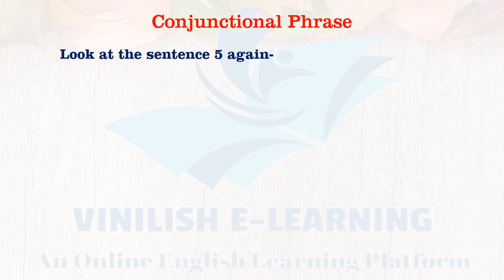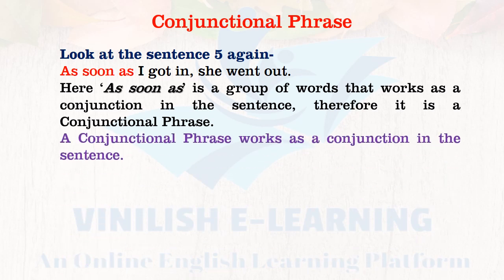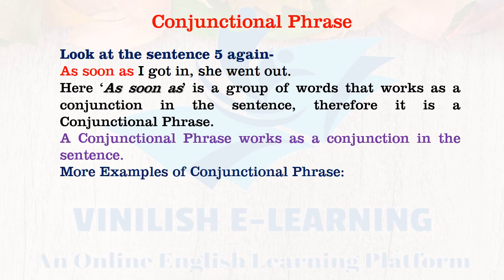Conjunctional phrase. Look at sentence number 5. As soon as I got in, she went out. Here, as soon as is a group of words that works as a conjunction in the sentence. Therefore, it is a conjunctional phrase. A conjunctional phrase works as a conjunction in the sentence.